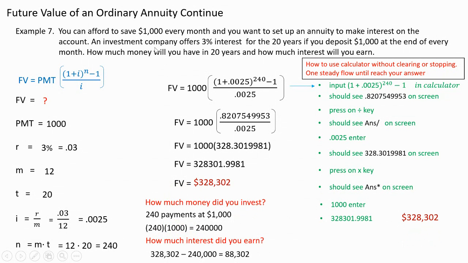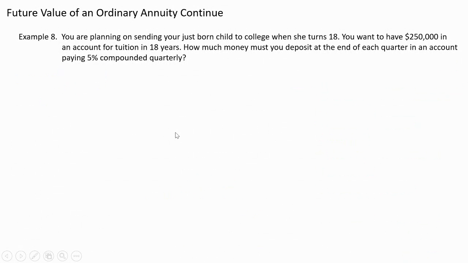Isn't that amazing, guys, that you can afford to save $1,000 every month for 20 years, and then at the end of 20 years you've got $328,302? So that's how much interest you made. Now, guys, because it's almost time, let me go a little faster because I want to get to the next one, 5.4, which is about buying a house.